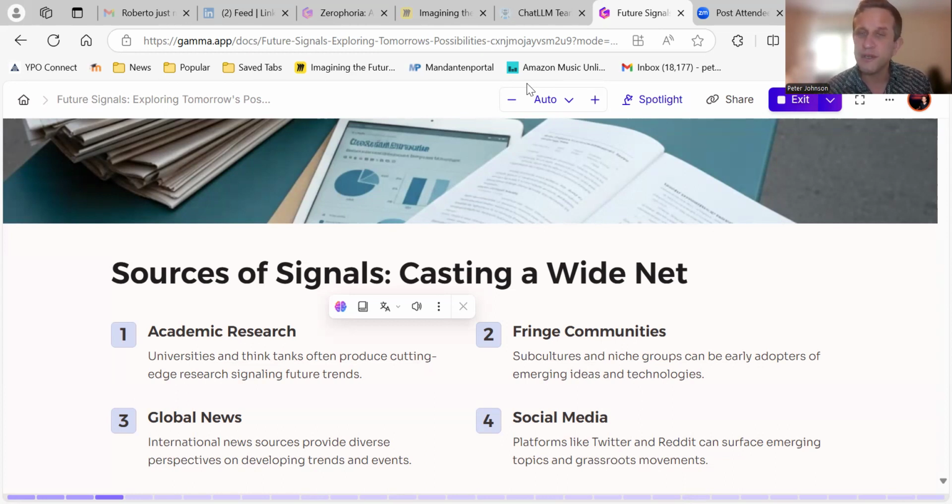Again, fringe communities. This could be something like Reddit, it could be different clubs, it could be different subcultures, different fringe newspapers. You might see new concepts or new ideas coming out of there. And of course, social media. Maybe you just are watching your Twitter feed or X feed and seeing what's coming out of there. Any questions on these sources?